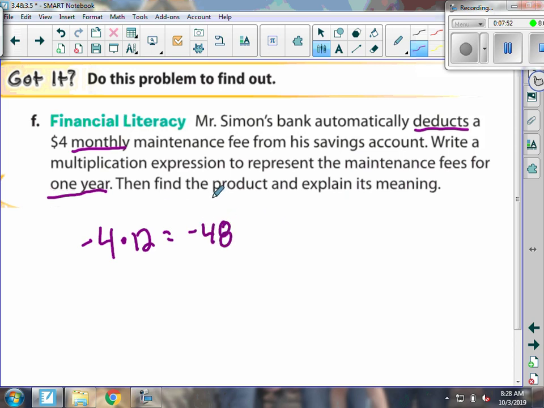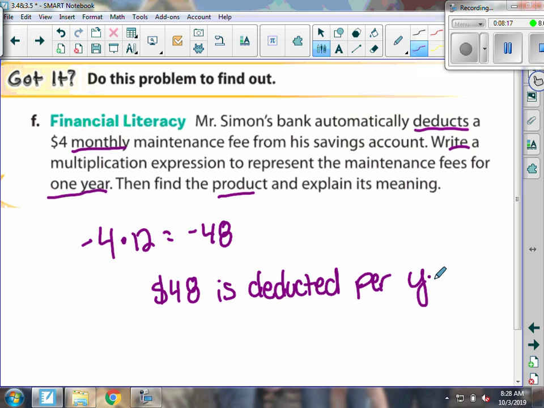So I wrote a multiplication expression, there's the first part. I found the product, there's the second part. And the third part is explain its meaning. That means $48 is deducted per year. So they're taking $48 a year from his account.